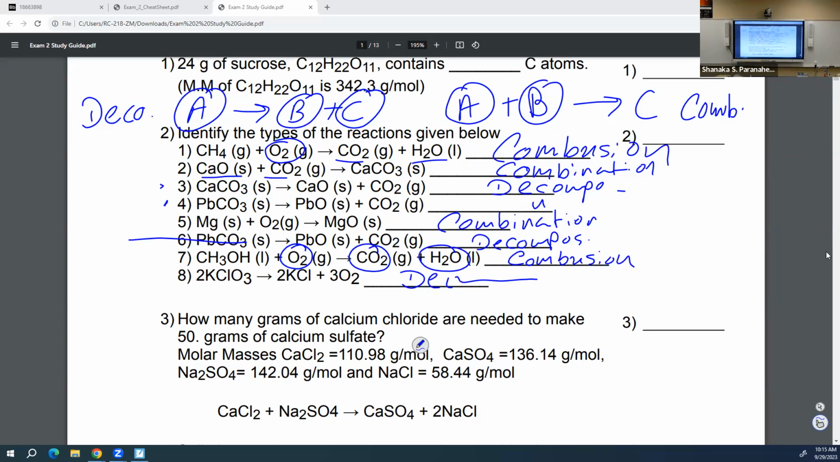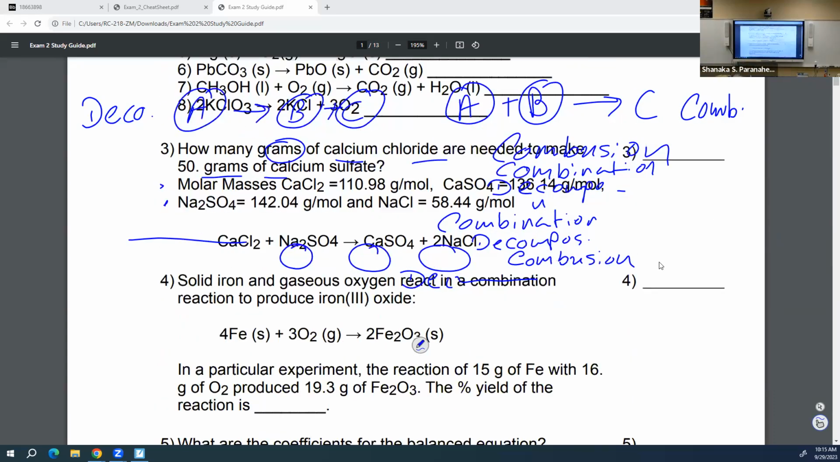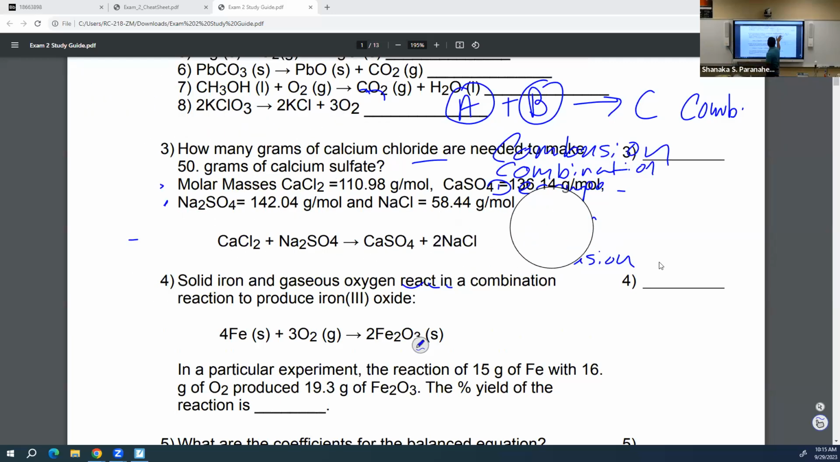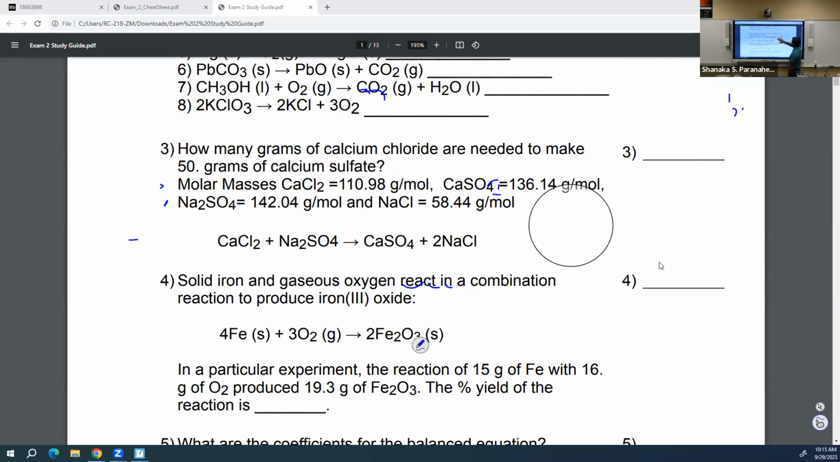Next one. How many grams of calcium chloride are needed to make 50 grams of calcium sulfate? And you have the reaction. Okay. So how many grams of calcium chloride? Grams of calcium chloride is required. Okay. Make 50 grams of calcium sulfate. So this is the calcium sulfate. And we have 50 grams of calcium sulfate.